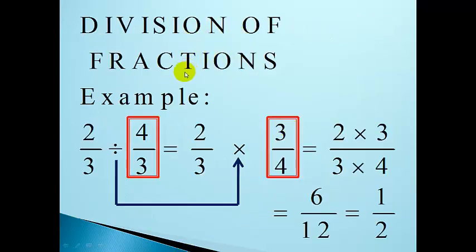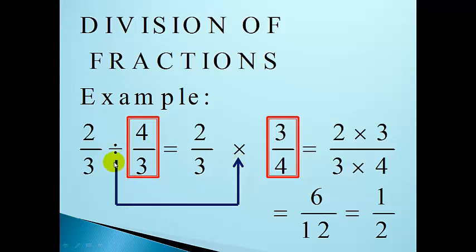Division of fractions. Now example, if you are given 2 over 3 divided by 4 over 3, our concentration is on the fraction after the division sign. So 2 over 3 divided by 4 over 3 is equal to 2 over 3. That's the fraction before the division sign remains the same. With division of fractions, the division sign changes to multiplication as shown.